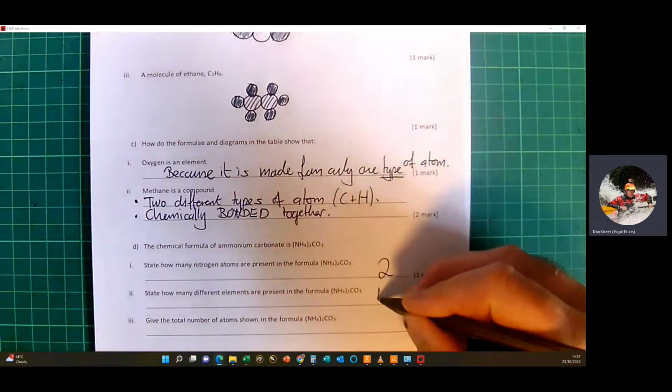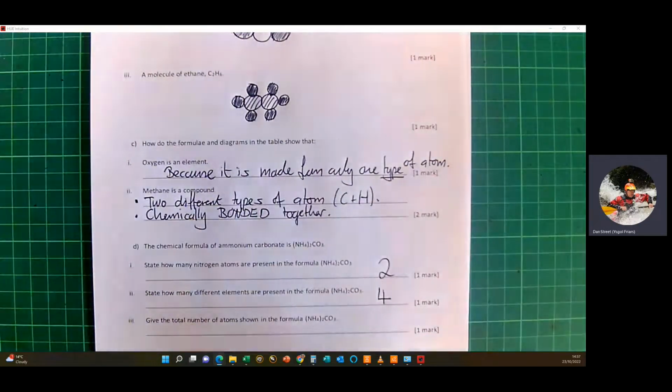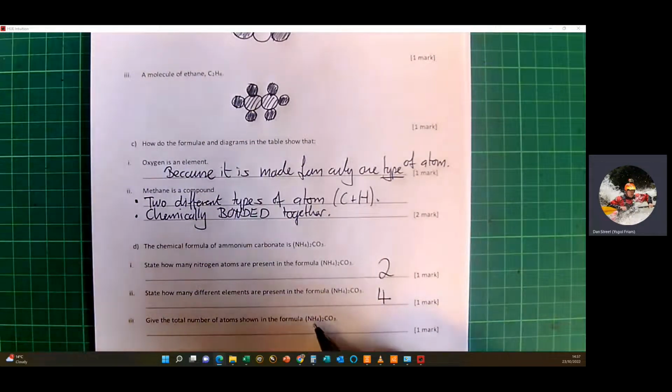So that would mean there are 4 different elements. And then this final part of the question asks for the total number of atoms present. So within the brackets, we've got 1 nitrogen and 4 hydrogen atoms, which is a total of 5.